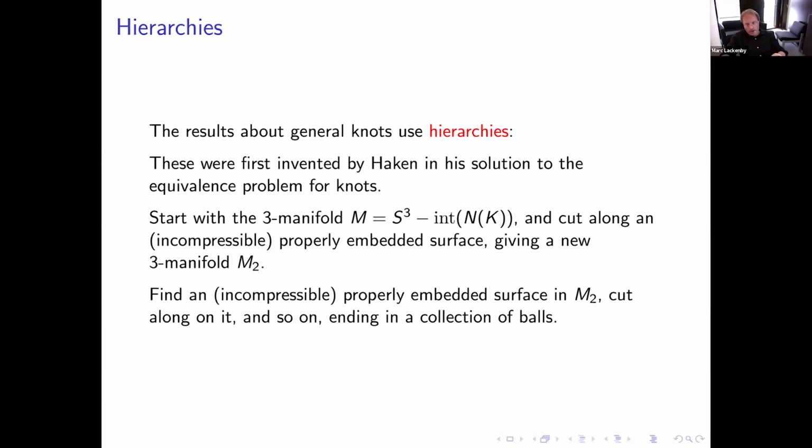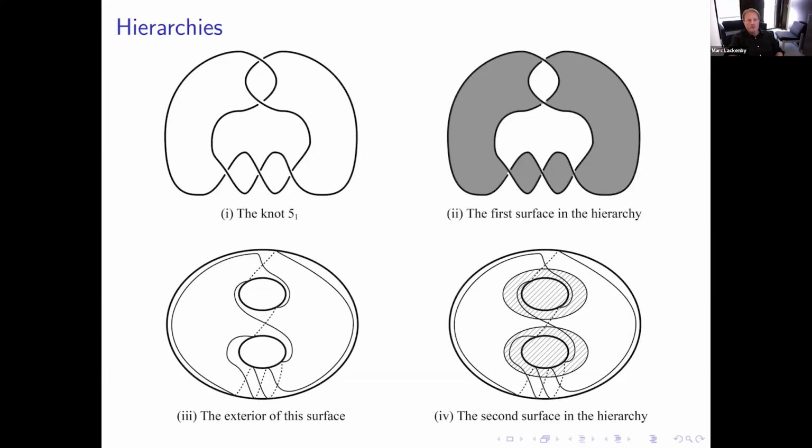Then you find a surface in there, and you cut along that, and so on and so on. And it turns out that you can arrange that you end up with your final manifold just being a collection of balls. And this is a hierarchy. So let me give you an example of this. This here on the top left is the knot 5-1. And the first surface in the hierarchy that I'm going to use is a spanning surface for the knot. It's shown in gray here. And when you have a little crossing, the surface just has a little half twist in it, as you can see. So that actually turns out to be an incompressible surface, properly embedded, orientable, and then you cut along it.